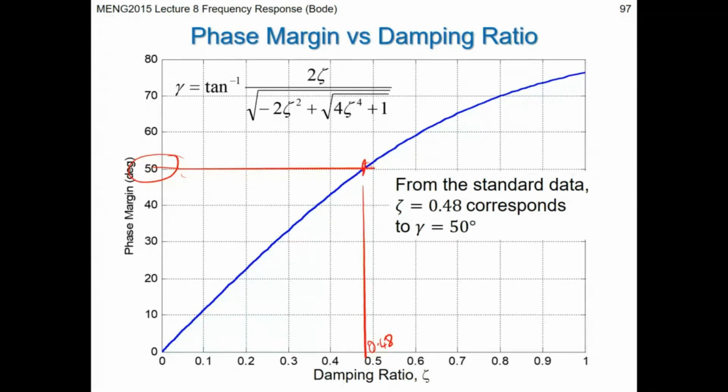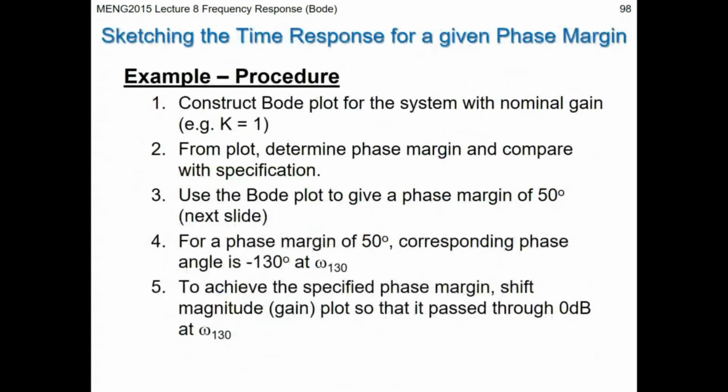So that's the phase margin we're looking for, phase margin of 50 degrees. So this is our procedure. We construct the bode plot for the system with a nominal gain, for instance, K equals 1. That would be what we tend to use most of the time. From that plot, we determine the phase margin and compare it with the specification.